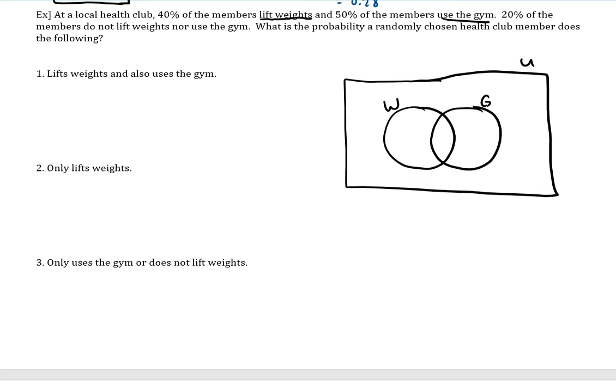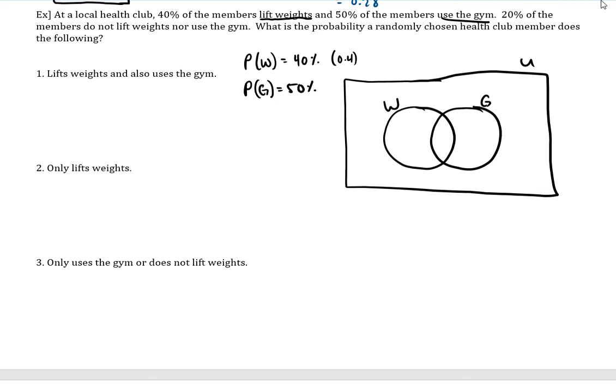All right, and then looking at this, we could rewrite these similar to what we did above. It says at a local health club, 40% of the members lift weights. So I'm going to write this as probability of W equals 40%. And on this one, I'm going to go ahead and keep it as percents. You could change it to 0.4 if you want to, but I'm just going to leave it as percents. Then it also says 50% of the members use the gym, so probability of G is 50%. I'm just translating this into set notation.